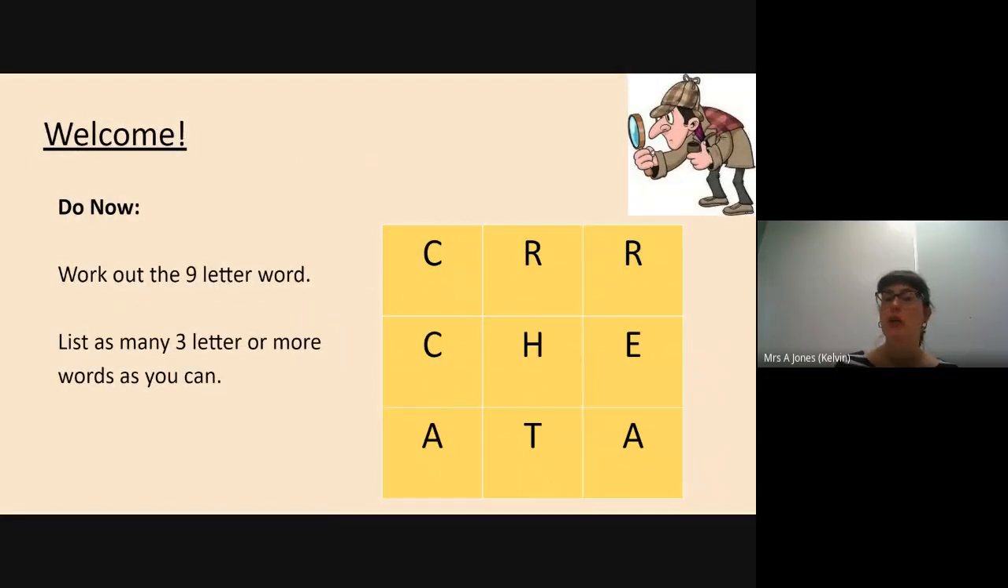So could you work out the 9-letter word in this anagram grid? And can you also list as many 3-letter words, or words with more than 3 letters would be great, as you can. So you can do this in your booklets on your lined paper. Your teacher could pause the lesson here, and you could spend maybe 1 minute getting as many words as you can, but I'm also looking for the 9-letter word. I'll pop the answers up on the next slide.